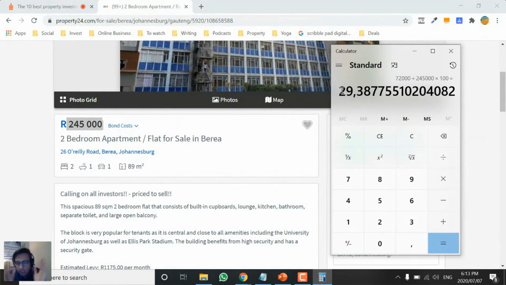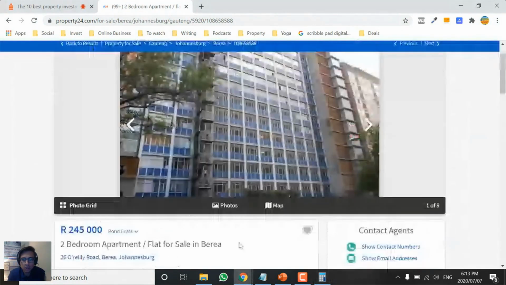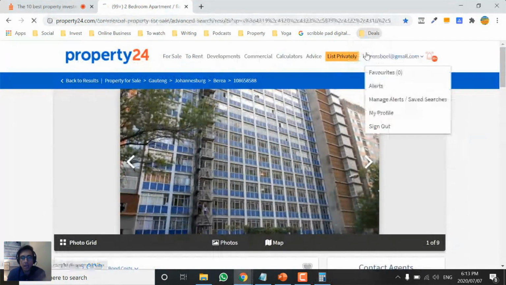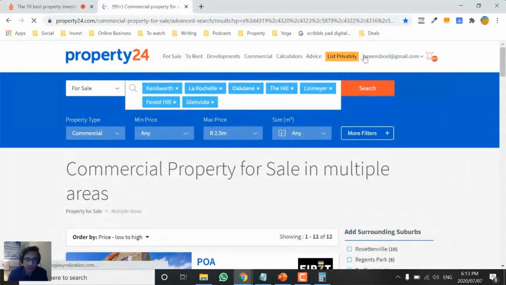Fantastic. That for me is an indication that it's above 15%. As long as the levies aren't too hectic, I should make money off this deal. So I can start to see that Berea is a very lucrative area. Let's look at the multi-let market. Now, one of my favorite areas in the multi-let market is the South.